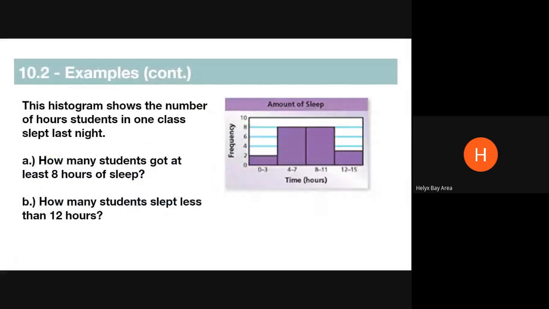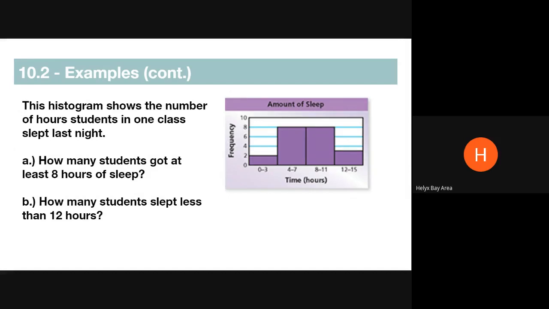Okay, so this histogram shows the number of hours students slept last night. How many students got at least 8 hours of sleep? Rima or Tanmay, just answer that question. 11 people. 8 plus 3, yes, 11. And who answered that one? Rima.